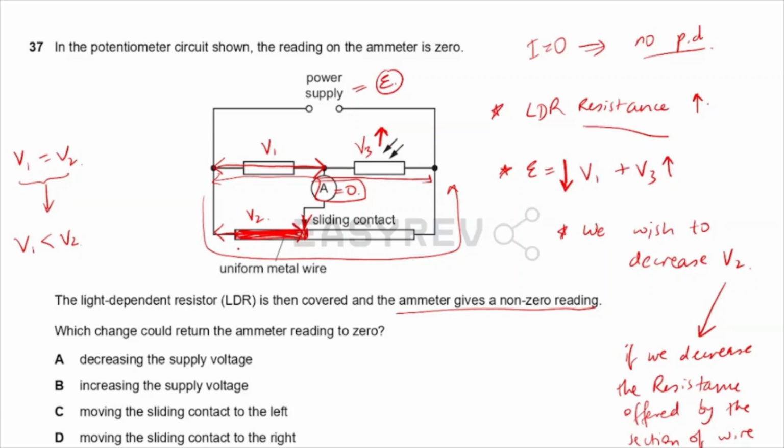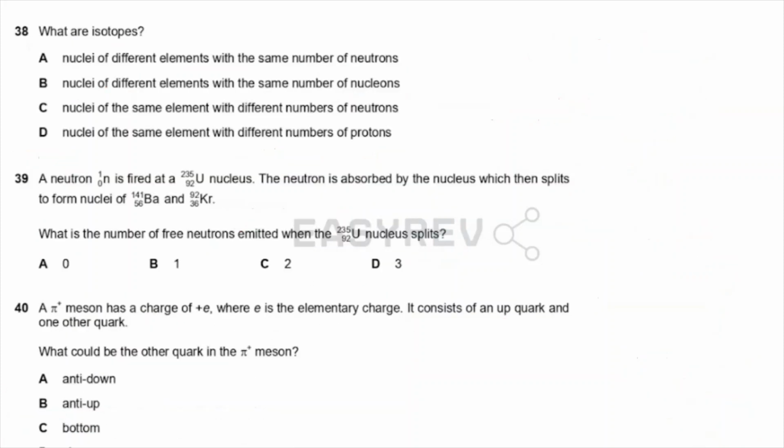Now, the resistance of this portion of the wire can be decreased if we were to decrease the length of the section itself, because we remember resistance is directly proportional to length. So the sliding contact needs to be moved to the left, which will cause V2 to decrease until the current reading becomes 0. So the sliding contact must be directed towards the left. That's the only option that works here, right? Now on to the next one.